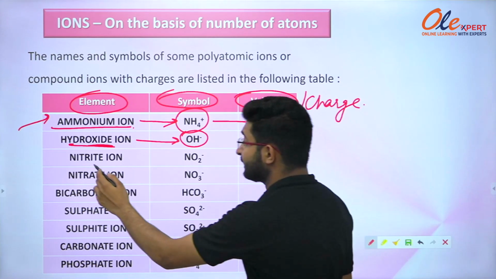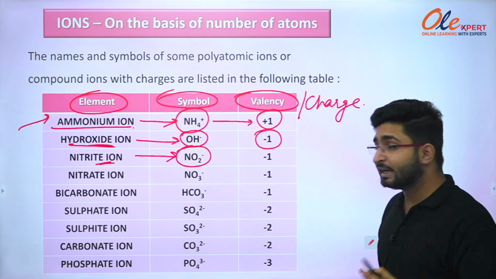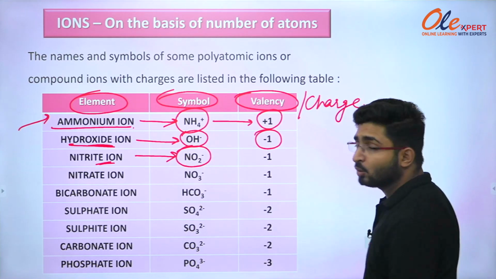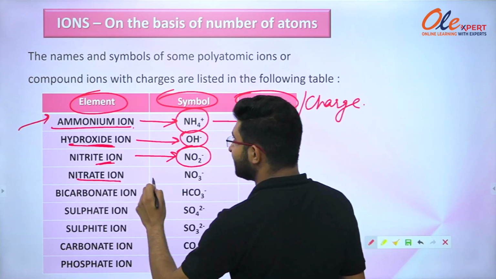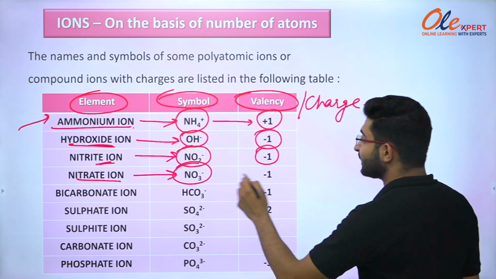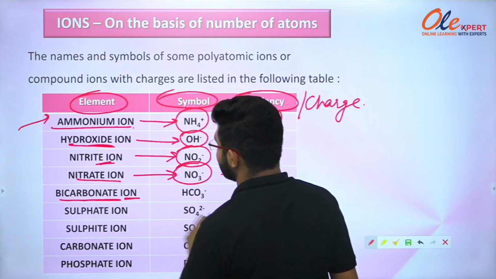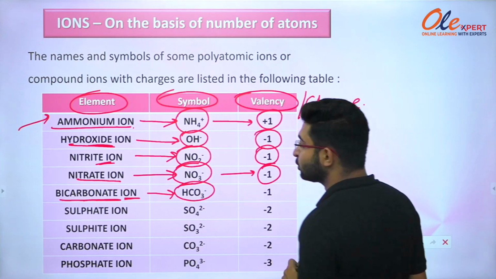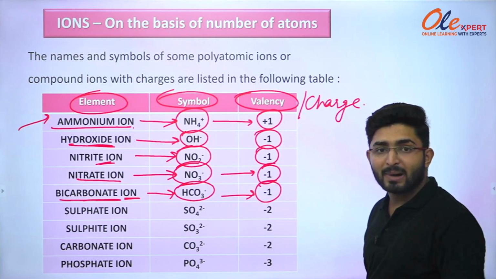The next one is nitrite ion. Its symbol is NO2 negative. Remember it, the symbol of nitrite ion is NO2 negative and its valency is -1. The next one is nitrate ion. Its symbol is NO3 negative and its valency is -1. The next one is bicarbonate ion. Its symbol is HCO3 negative and the valency of bicarbonate ion is -1.